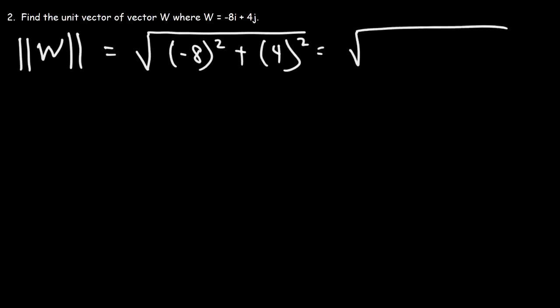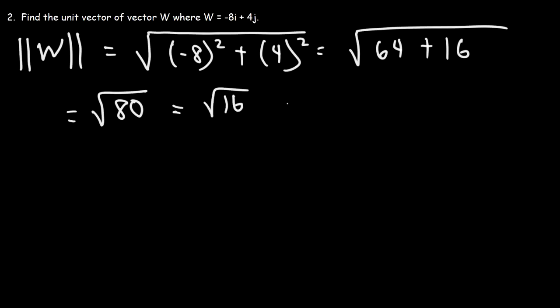Negative 8 squared is 64. 4 squared is 16. Now, if we add 64 and 16, that's going to give us 80. Now, 80 is not a perfect square, so we need to simplify the radical. So what two numbers can we break up 80, one of which is a perfect square? The highest perfect square that goes into 80 is 16. If you divide 80 by 16, you get 5.